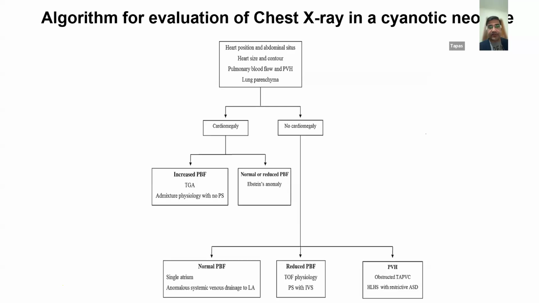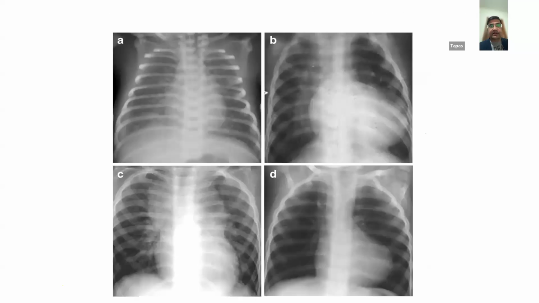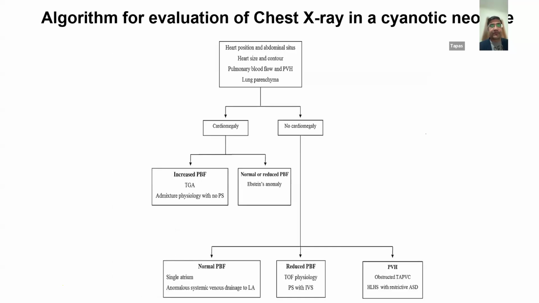However, if the baby has a huge cardiomegaly with reduced pulmonary blood flow, the diagnosis would be Ebstein's anomaly. In Ebstein's anomaly, we find a huge cardiomegaly with a black lung, the reduced pulmonary blood flow. If there is no cardiomegaly with a normal pulmonary blood flow, it can be because of single atrium physiology or anomalous systemic venous drainage. If there is no cardiomegaly and the blood flow is reduced, like a black lung, it is because of TOF physiology or pulmonary stenosis with intact ventricular septum. If there is no cardiomegaly and there is pulmonary venous hypertension, it can be because of obstructive TAPVC.